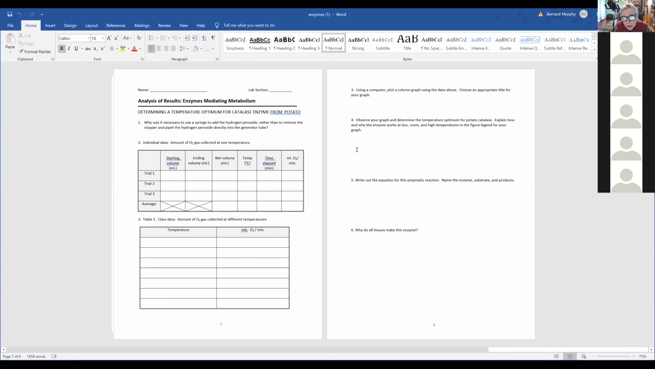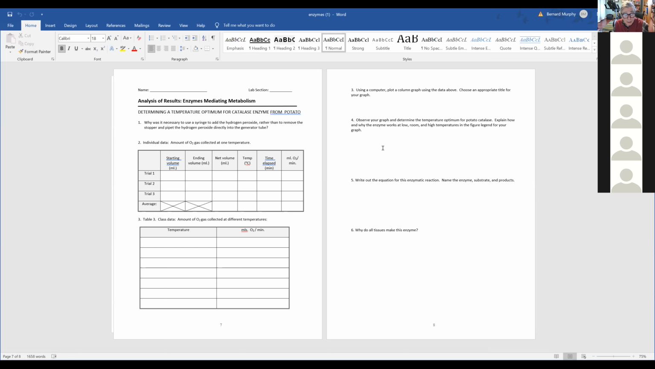And number 4, observe your graph. Determine the temperature optimum for a potato catalase. And of course, it's room temperature, 22 to 24 degrees C. Explain how and why the enzyme works at low, room and high temperatures in the figure legend. What you should put in there is, why is it lower at low temperature? Why is it lower at high temperature?